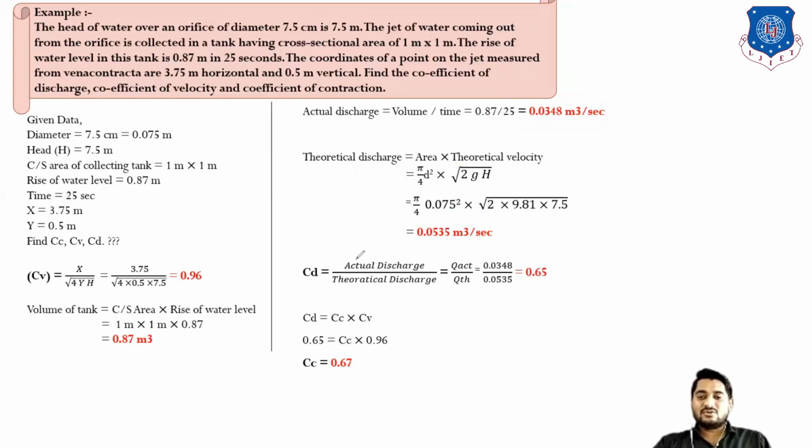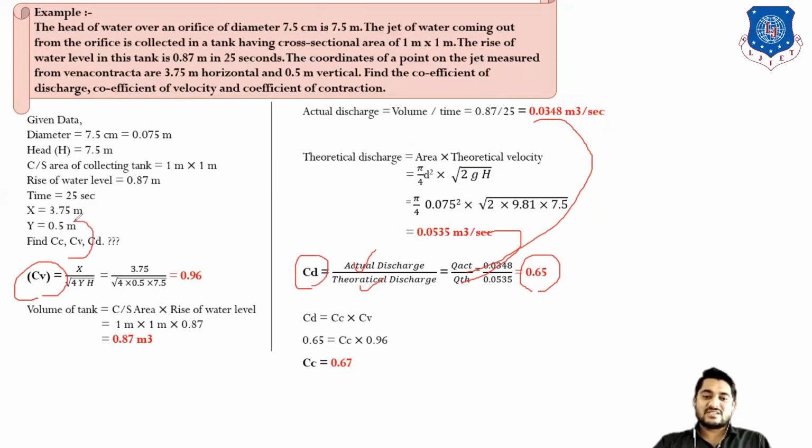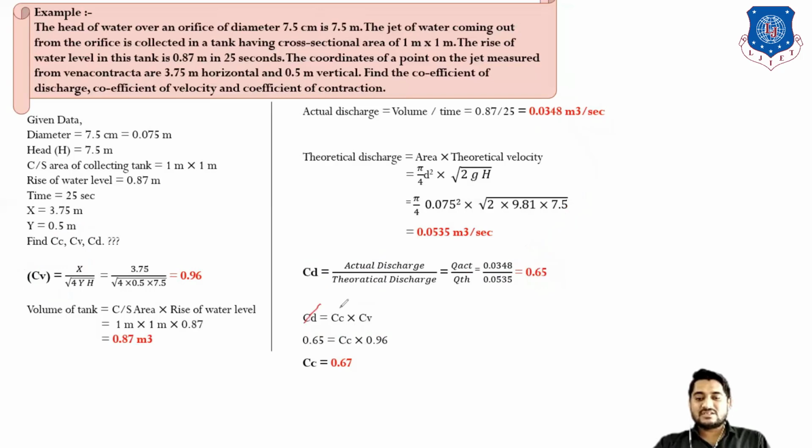If we put the value of actual discharge and theoretical discharge here, we can find the CD value. So CD is equal to 0.65. Clear, students? So both CV and CD are available now. We have to find CC. So basically the relation between the three coefficients is CD is equal to CC into CV. That means CD is given, CC is to be found out, and CV is already available. So CC is equal to 0.67.